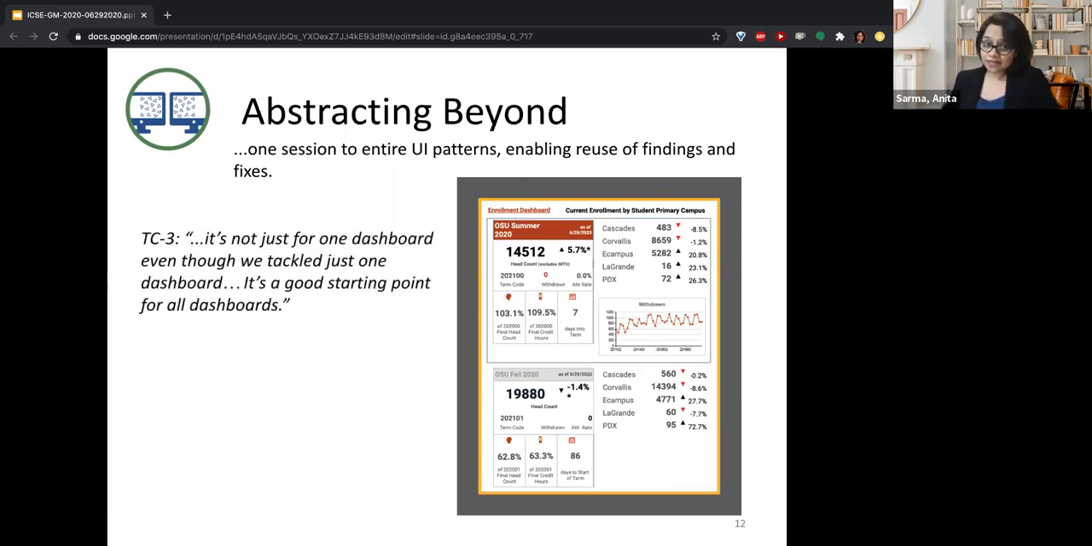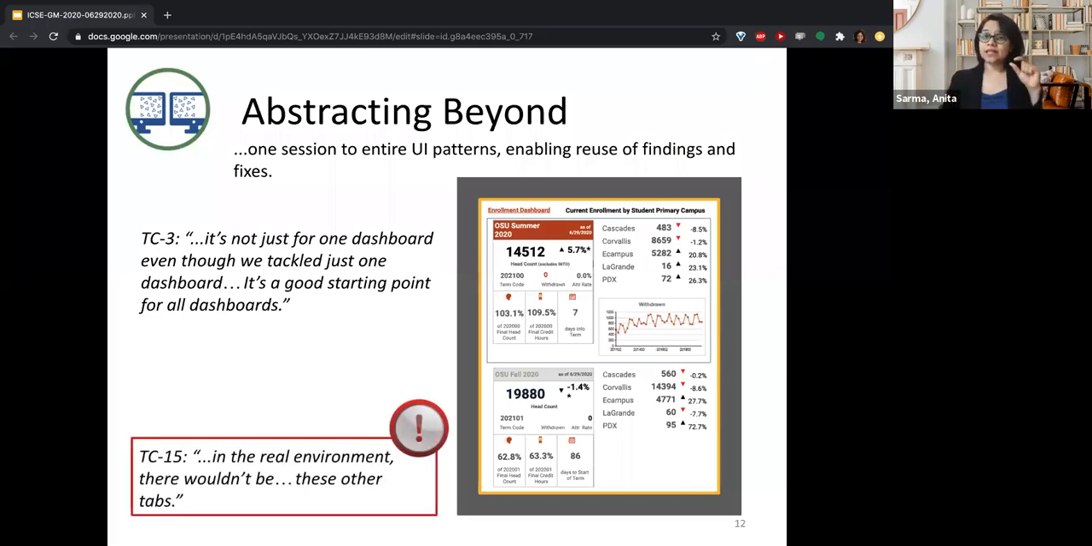This is data from Team C that used dashboards for their evaluation. And as participant 3 from Team C says, it's not just for one dashboard, even though we tackled just one. It's a good starting point for all dashboards. However, care should be taken that the UI that is actually evaluated is not a proxy for the real one, because sometimes in the real environment, there might be some features or tabs that might not exist. So when choosing which UI pattern to evaluate that translates, you have to take care. This is from one of the pitfalls.